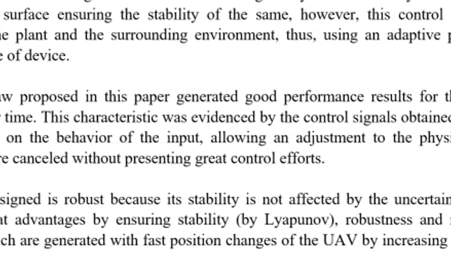This characteristic was evidenced by the control signals obtained for each of the cases, since these vary depending on the behavior of the input, allowing an adjustment of the physical parameters affected by the uncertainties, which were cancelled without presenting great control efforts. The control strategy is robust because its stability is not affected by the uncertain parameters, providing great advantages by ensuring stability, robustness, and management of the desired dynamic property, which are generated with fast position changes of the UAV, or increasing the speed of response of the actuators.